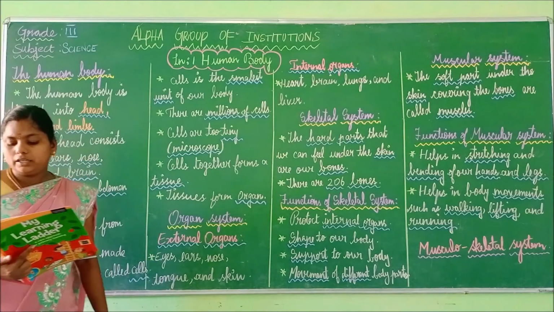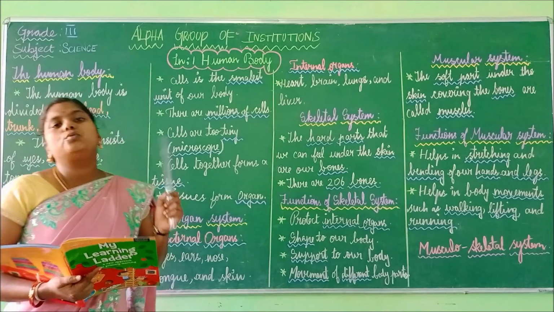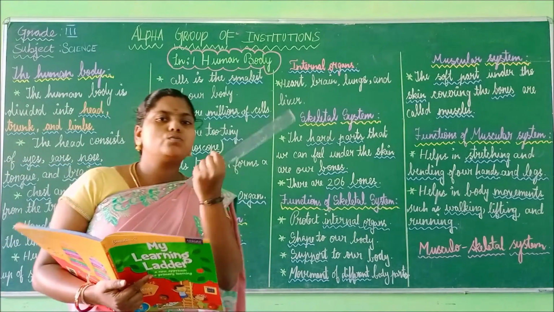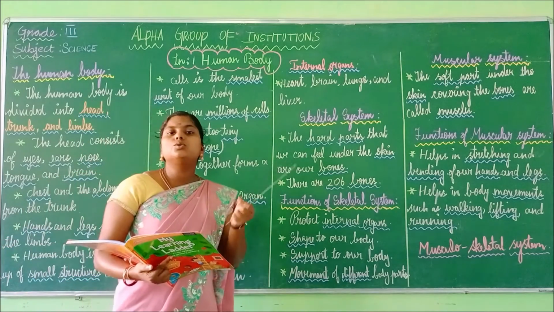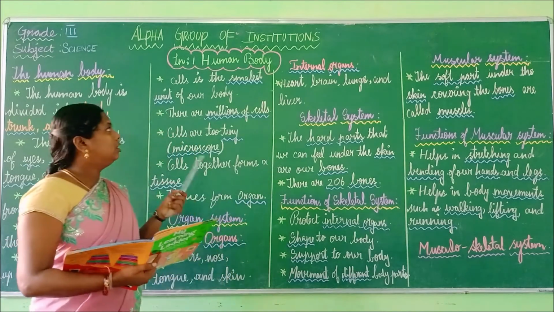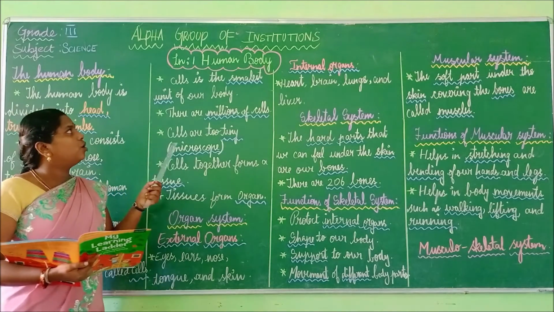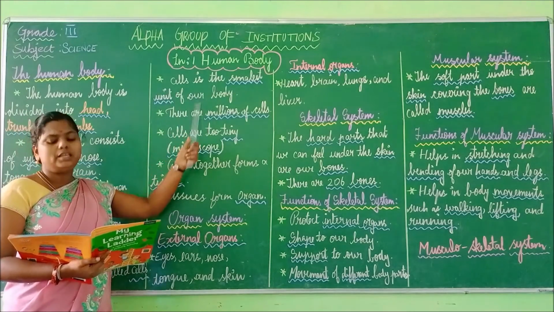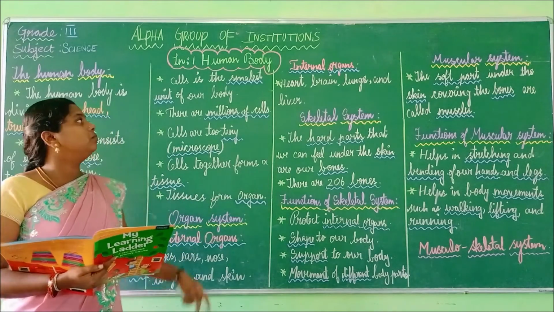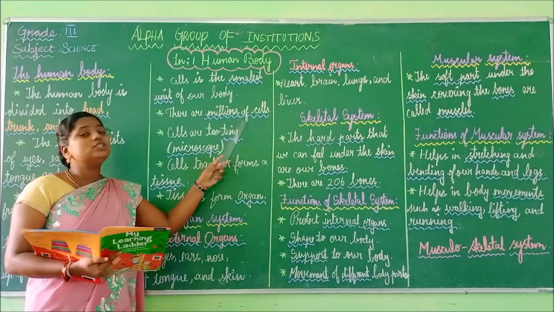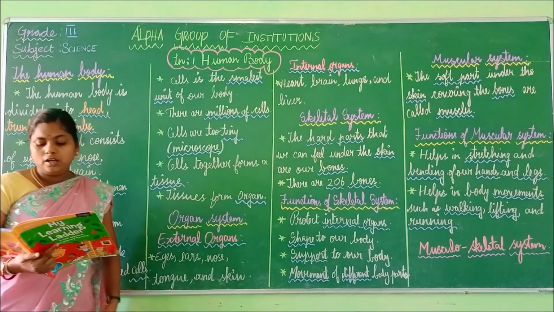The human body is made up of small structures called cells. Cells are the smallest unit of the body. They are the very smallest unit of the body. There are millions of cells in the human body.